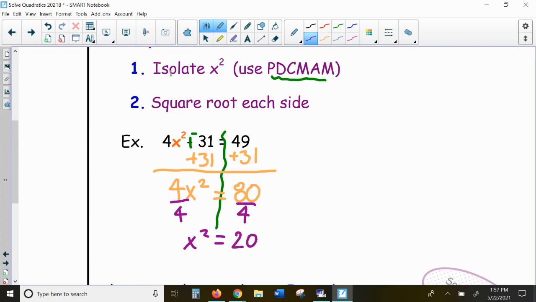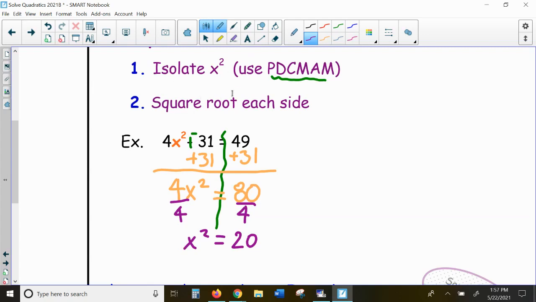So I have done step 1. I have isolated the x squared. I've gotten the x squared on the side of the equal sign all by himself. There's no other numbers or anything with him. The only thing that's allowed to be with him is an invisible 1. But we can make it divisible. Okay, the next step says to square root each side.